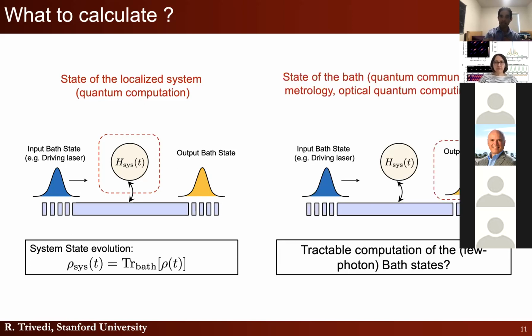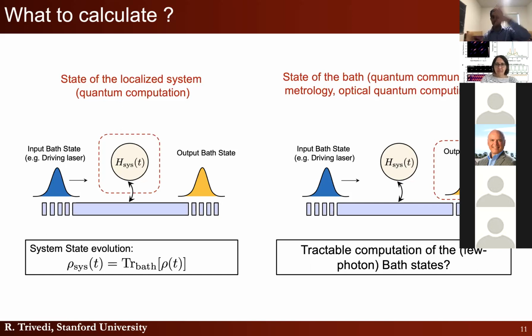The state of the bath is of importance in a number of applications, such as quantum communication, metrology, or even optical quantum computing, where the state of the bath is the essential quantum resource that you want to use in these applications. So there, it is of interest to compute the state of the bath tractably. And one important point that can be made here is that we really want to compute not just the entire state of the bath, which can be a pretty complicated object, but the projection of the state of the bath on some few-photon spaces.